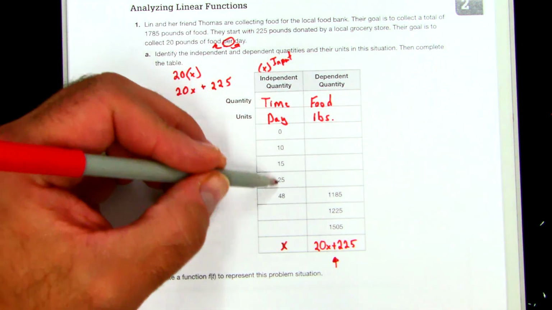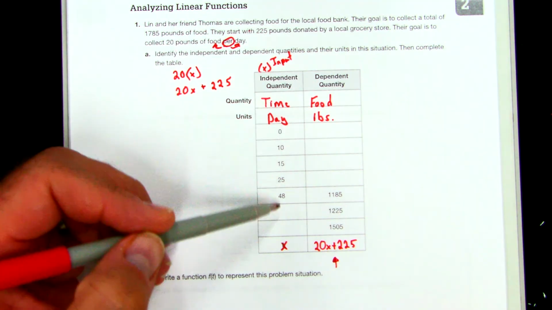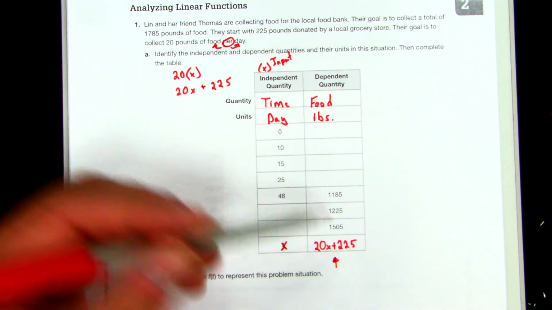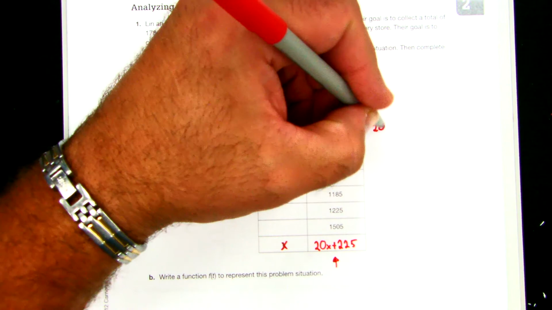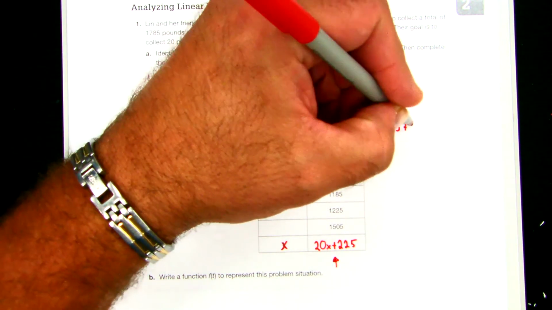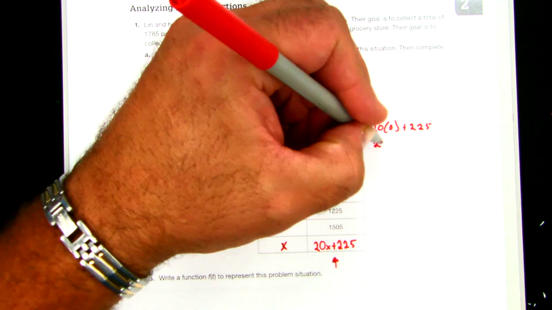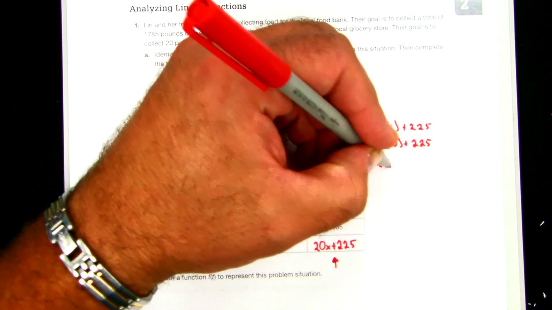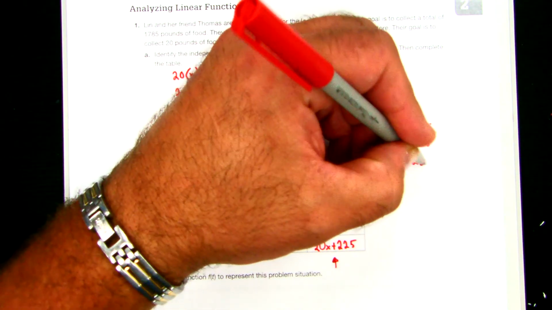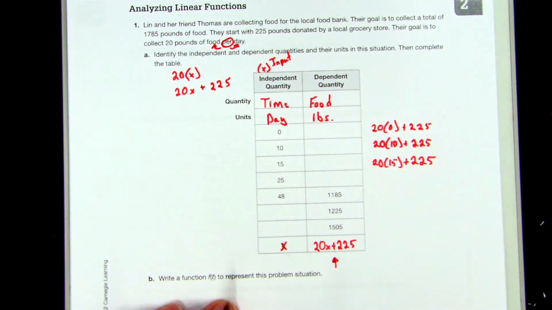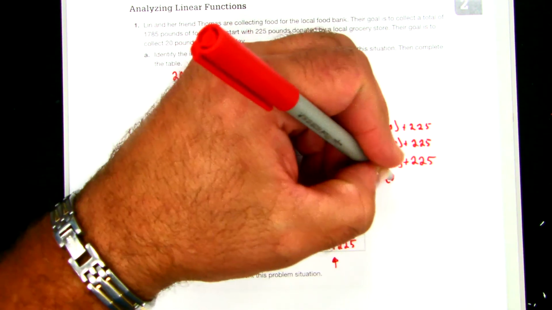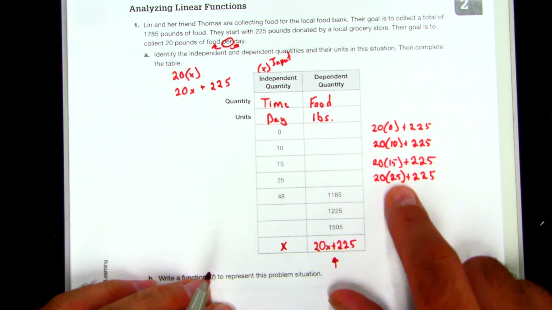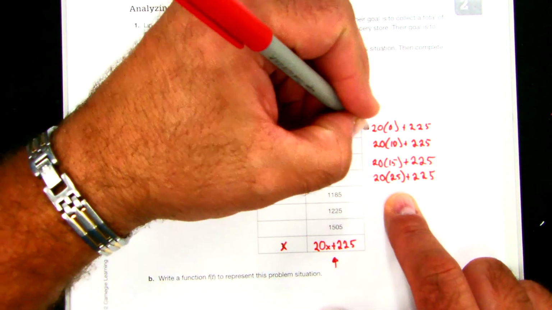So that means these are all my X values, my inputs. So I put it in. I'm inputting the value. I input it. So the first one would be 20 times 0 plus 225. Second problem is 20 times 10 plus 225. Third one is 20 times 15 plus 225. I am doing the input. The next one is 20 times 25 plus 225. Now notice, these are all inputted, and I'm going to get an output value.